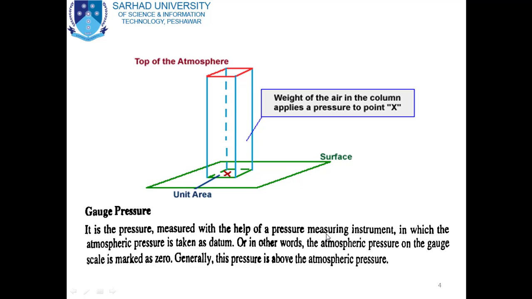Or in other words, the atmospheric pressure on the gauge scale is marked as 0. Generally, this pressure is above the atmospheric pressure.